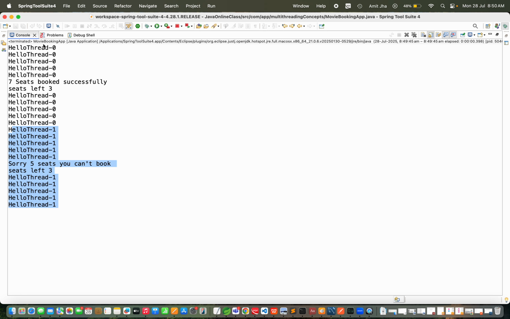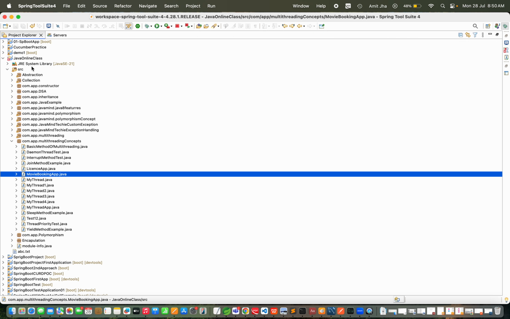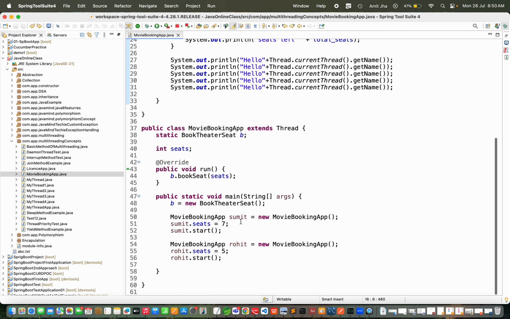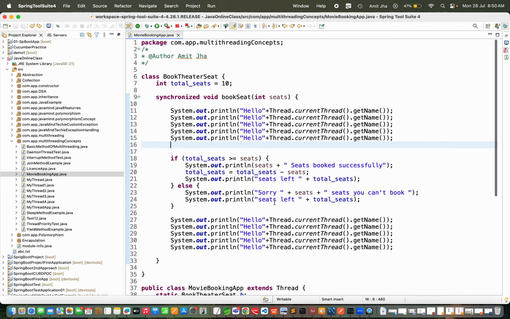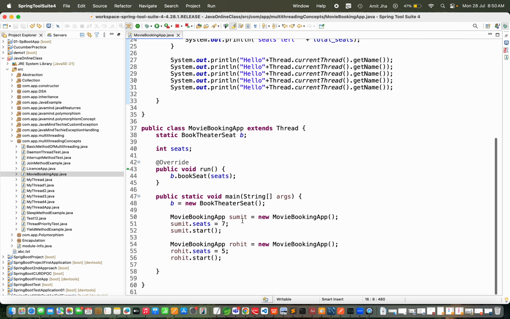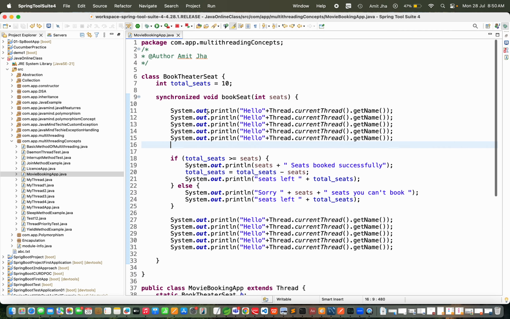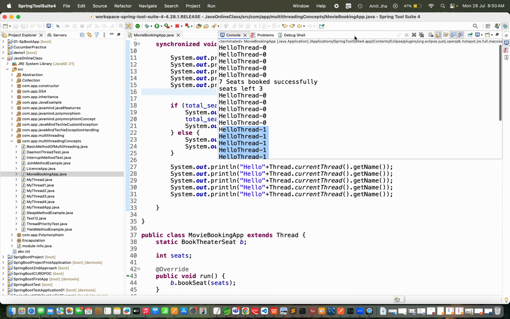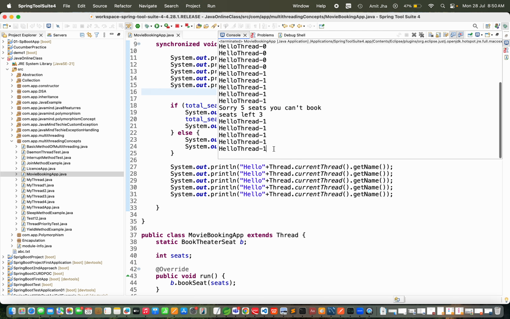Guys, you know why? The reason is that I have blocked the entire bookSheet method. So once the first thread completes its task, then the second thread comes into the picture. Are you getting it? Suppose this is Rohit or Sumit, any thread. If it first executes the bookSheet method, once it completes its task, then the other thread comes into the picture. You can see the result here: first thread 0 completes its task, and only then thread 1 comes into the picture to perform the task.